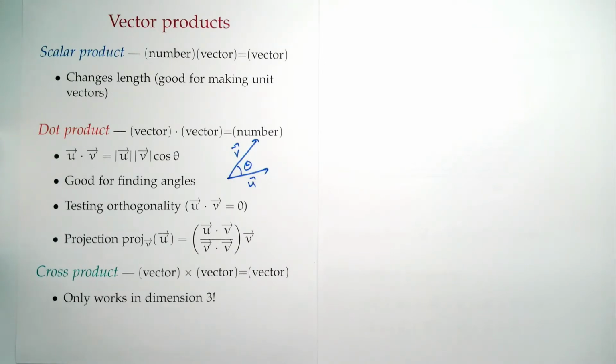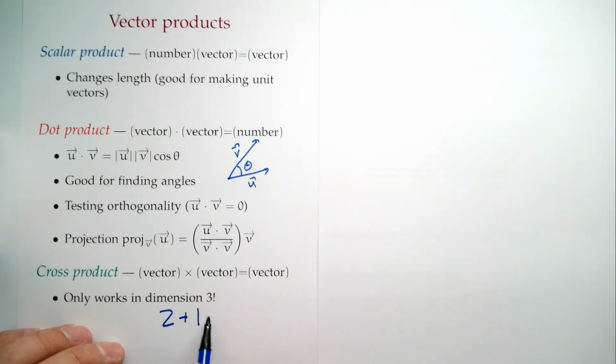Now, you might be thinking, why 3? What's special about 3? It turns out that 3 has this really cool property, and it's the following fact: 3 is the only number that satisfies the following. It's equal to 2 plus 1. And that's why it only works in dimension 3. Now, you might think that's overly simplistic, but that's actually what it boils down to.